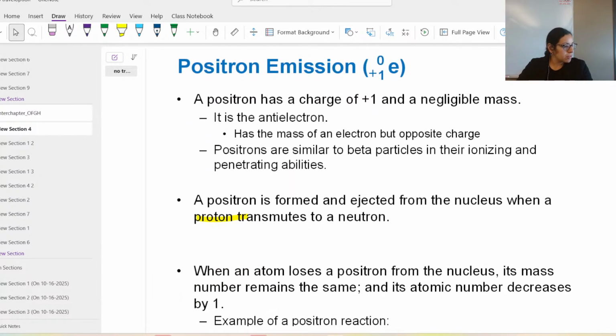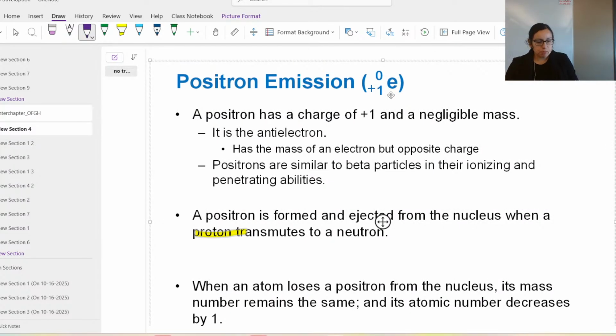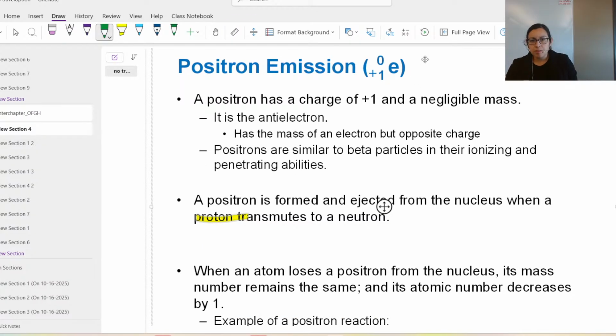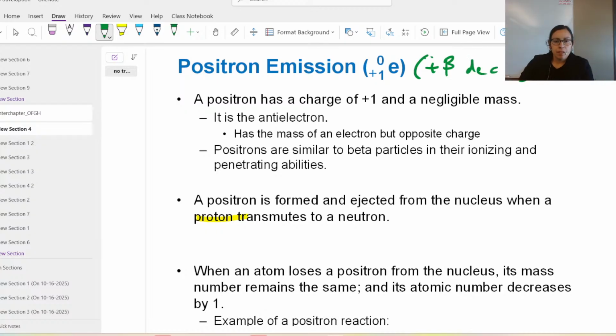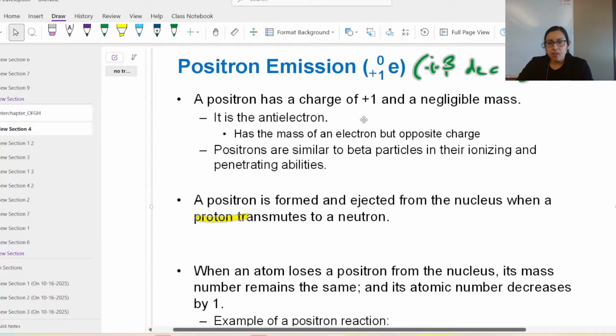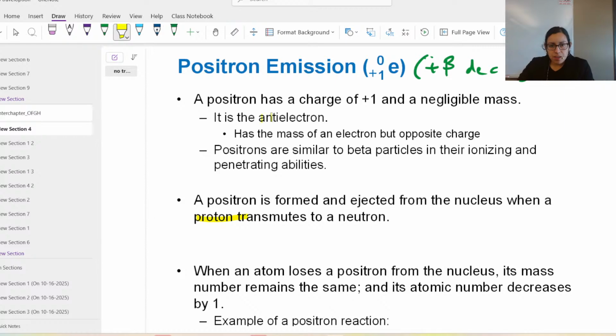All right, so let's look at some more examples. So now we'll look at the positron emission, which again could just be lumped in with beta decay, but now we'll just call this positive beta decay. And so it has a charge of 1 plus, but a negligible mass, so sometimes referred to as the anti-electron, so mass of the electron, but opposite charge. And then it would follow the beta particles in ionizing and penetrating ability.